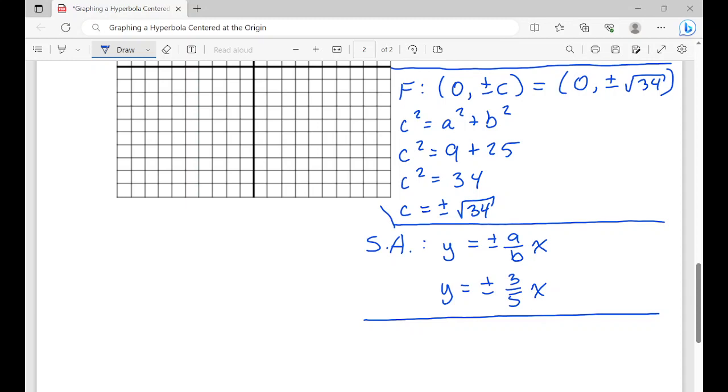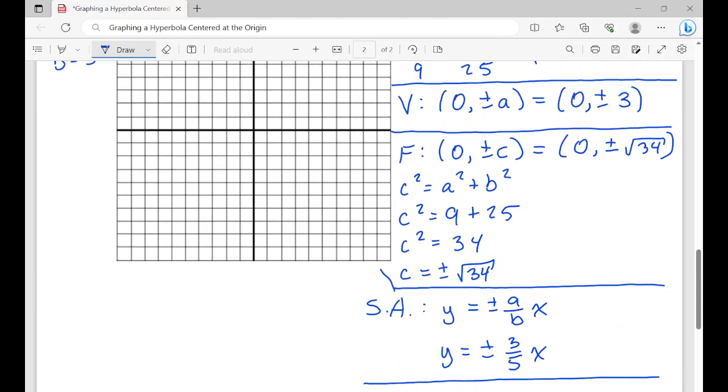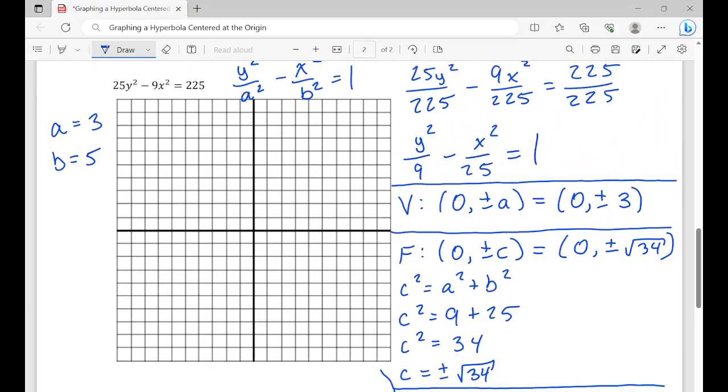Now I can get ready to graph. Now I look at my hyperbola here, and I can see that because the minus is in front of x, this is going to be a vertical hyperbola, meaning that the hyperbola is going to intersect the y-axis. So that's where the vertices are for. So I'm going to graph those, one at positive 3 and one at negative 3.